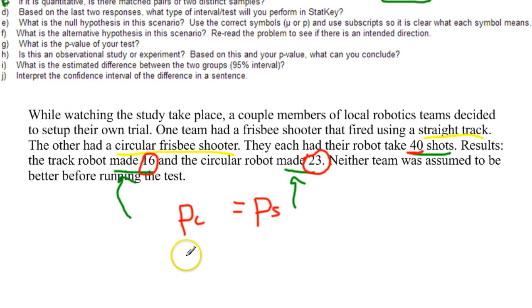And likewise, we have a similar alternative hypothesis. If we look down to part F, we have P_C and P_S again. We have to decide whether it's not equal, greater than, or less than. Since there is no team assumed to be better than the other, we're going to do the simple not equals test, so not equal to one another.